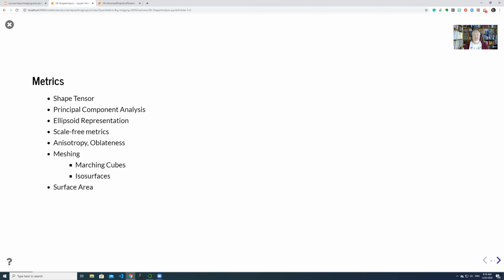We have different metrics that we can talk about. We have shape tensors, principal component analysis, ellipsoid representation, and so on. There is a lot of different metrics we can use. Which one you use depends on your application.